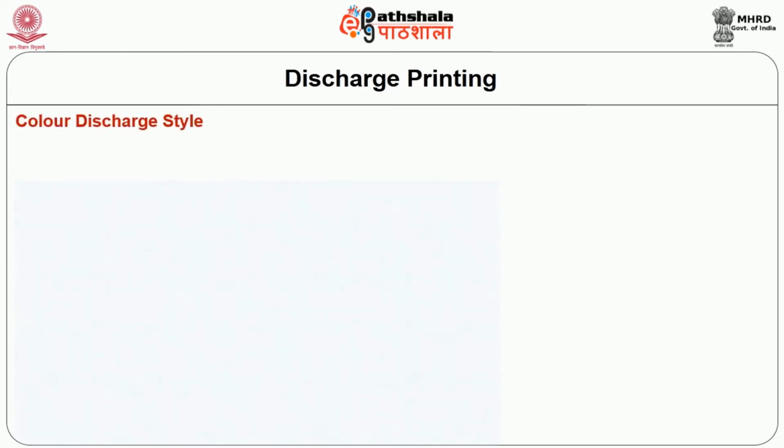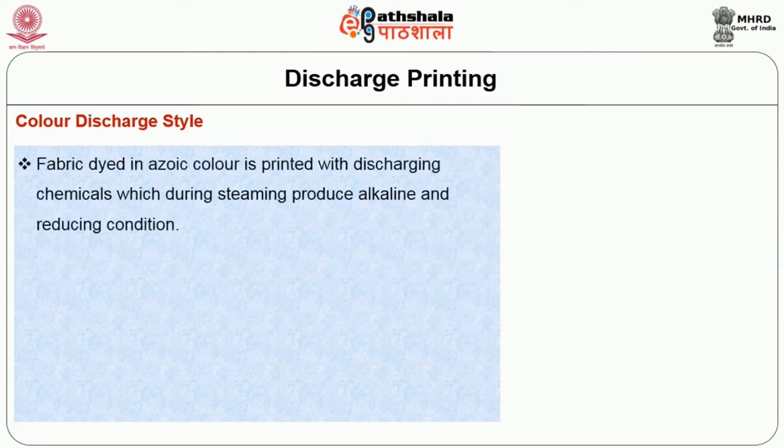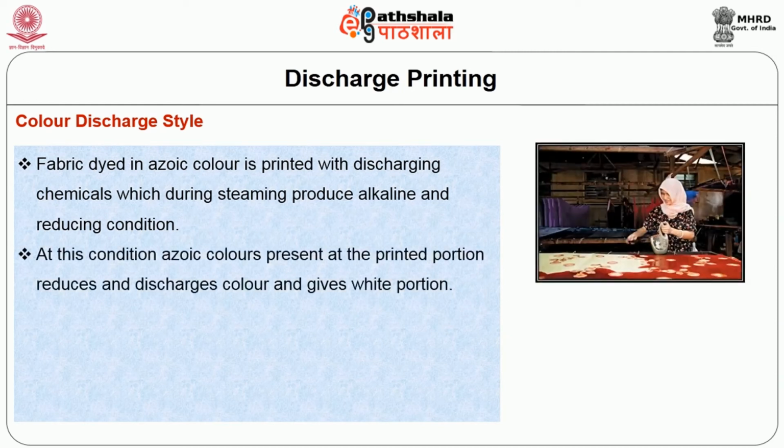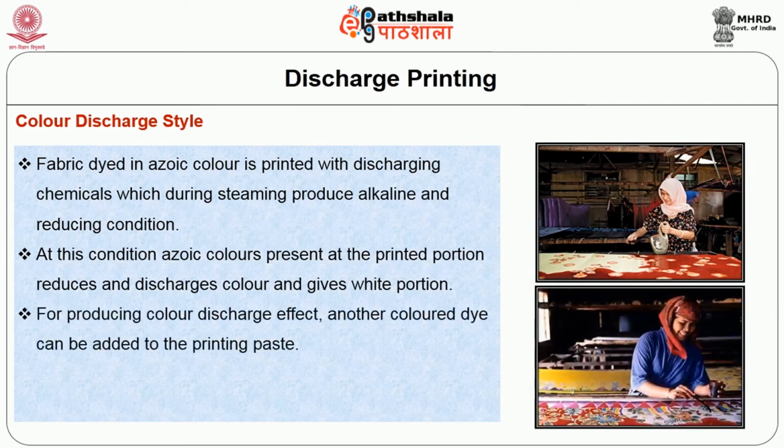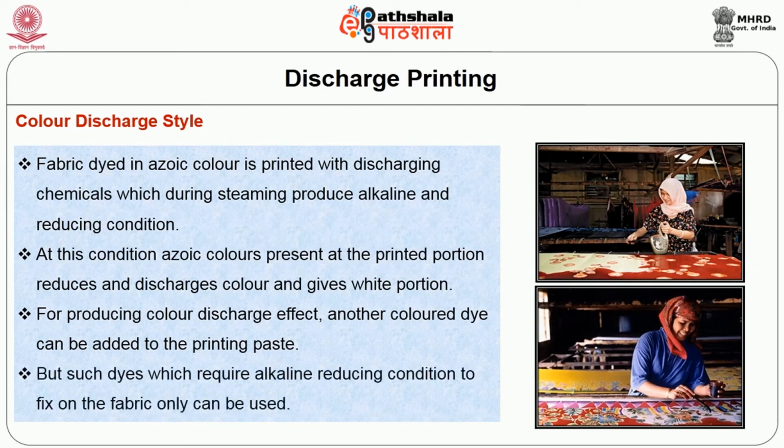Color discharge style. Fabric dyed in azoic color is printed with discharging chemicals which during steaming produce alkaline and reducing condition. In this condition, azoic colors present at the printed portion are reduced and discharged, giving a white portion. For producing a color discharge effect, another color dye can be added to the printing paste. But only such dyes which require alkaline reducing condition to fix on the fabric can be used.